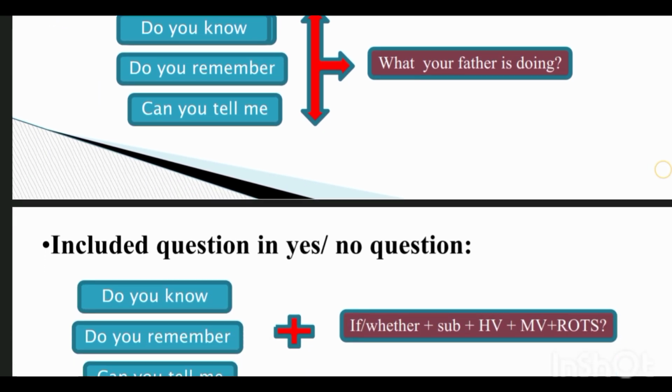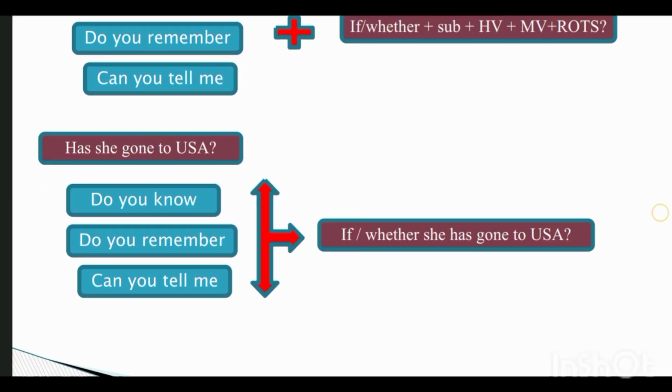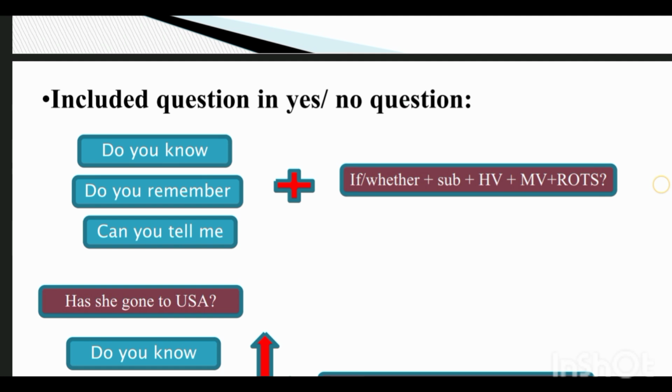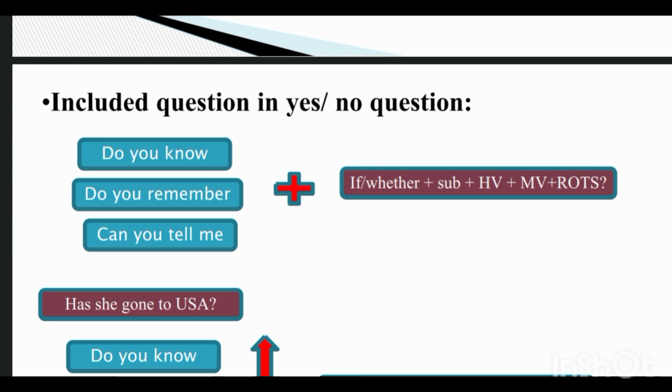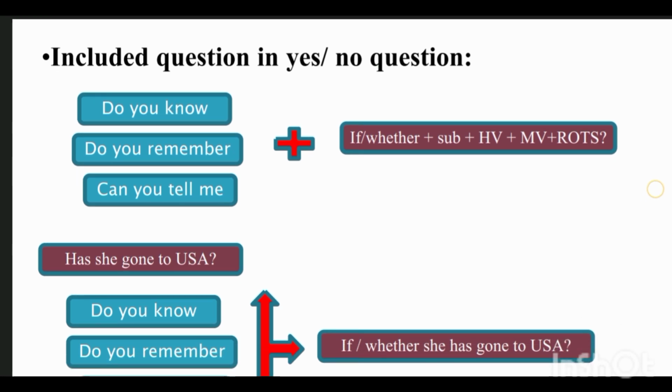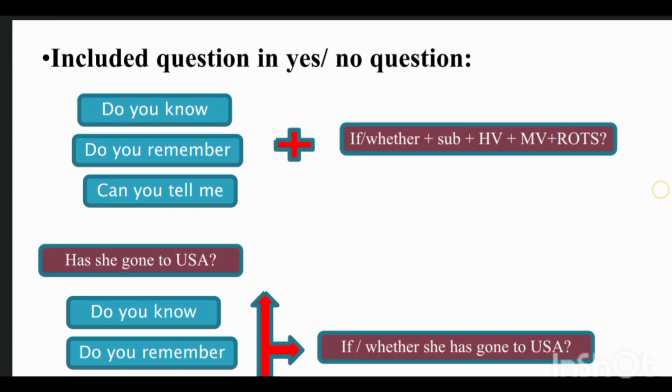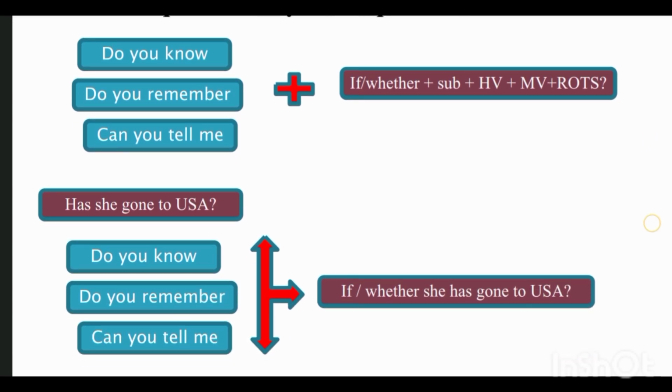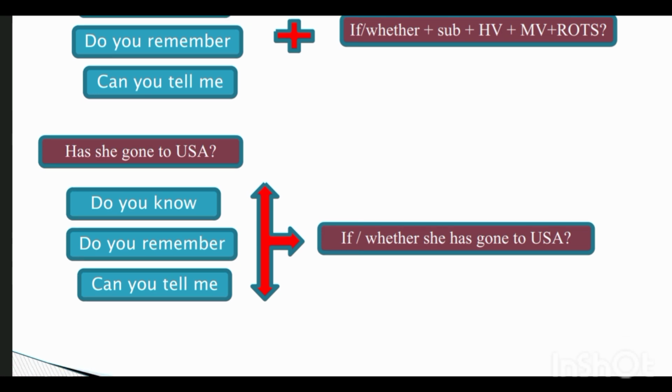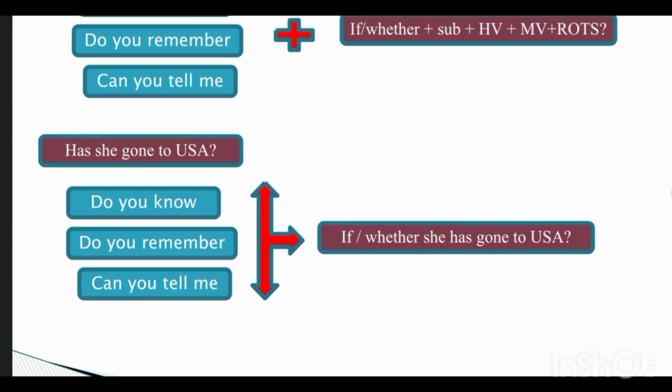Then there are included questions like yes/no questions. Do you know? Do you remember? Can you tell me? There is a difference here. We use if or whether plus subject plus the auxiliary and main verb of the sentence. Like, has she gone to the USA? Do you remember? Can you tell me if or whether she has gone to the USA?